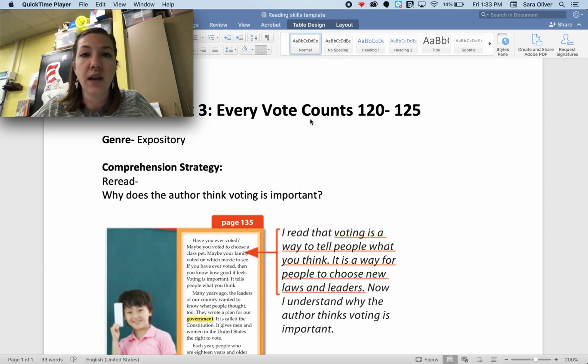The text is written as an expository text, which means it's informational. It's teaching us something. And we can use some of the text to guide us to that genre. So, for example, we have headings, which are the bolded words above sections. We have a graph in that text, and we might also have captions underneath a photograph.